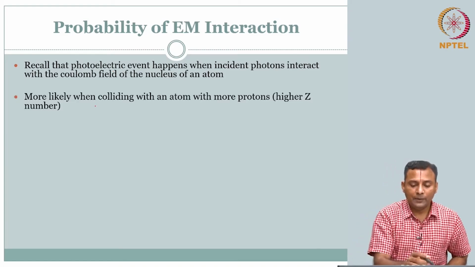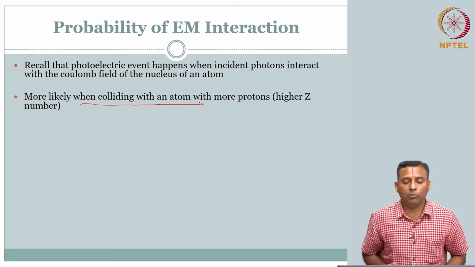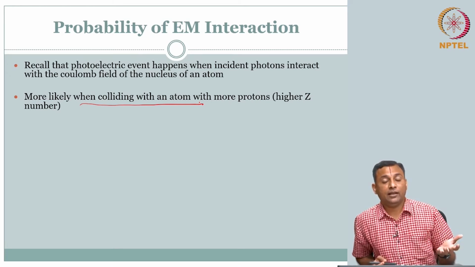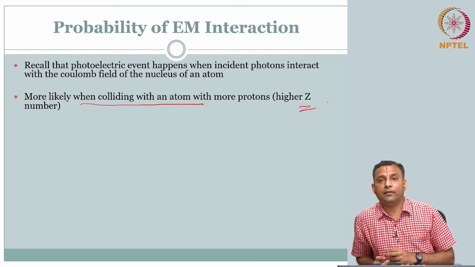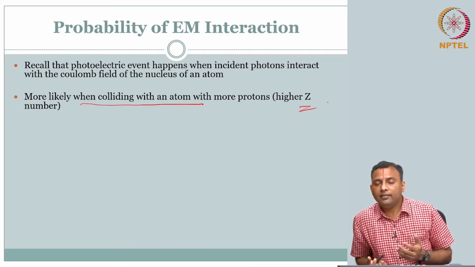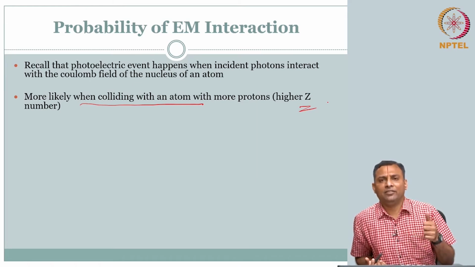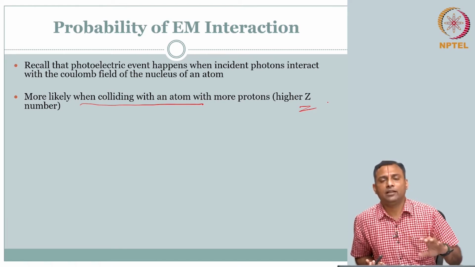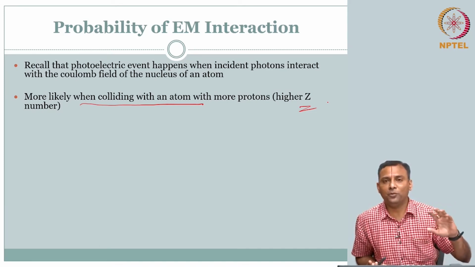So more likely when colliding with an atom with more protons. So that means if it is a higher Z number, then you are maximizing the chance. So it's all very first order rule of thumb kind of. So we are not going to derive the details, because these are whole fields of physics they were doing all this. So we are not going to do that.